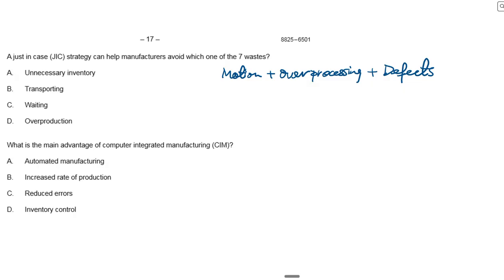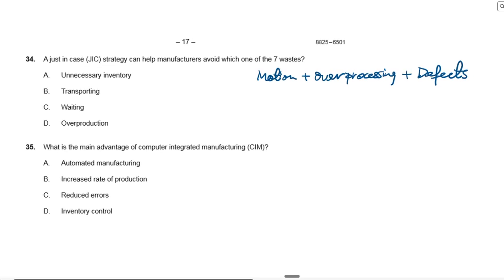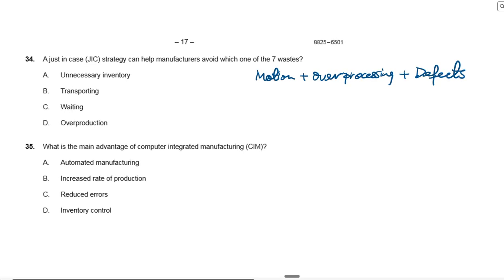And so, which one does JIC help? So JIC, unnecessary inventory, JIC keeps inventory, so that is false. Transporting, that is good. Overproduction, that is false. When you have a JIC strategy, you're producing more than you need to, right? You're having some just in case. That's what it means. And then waiting, that it is, and waiting is also a possible, right?